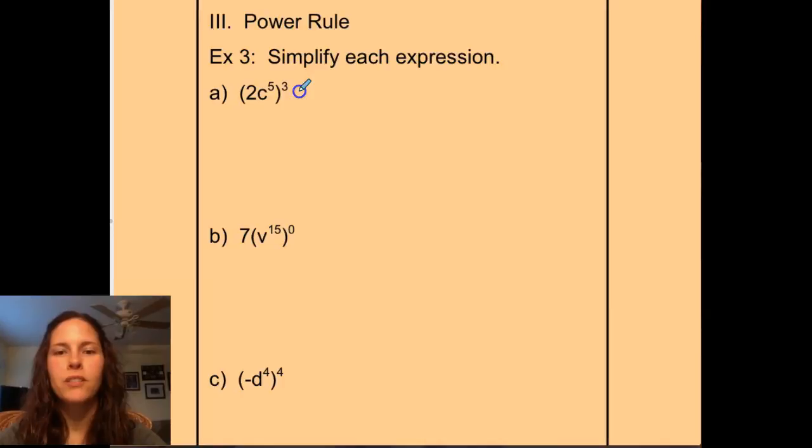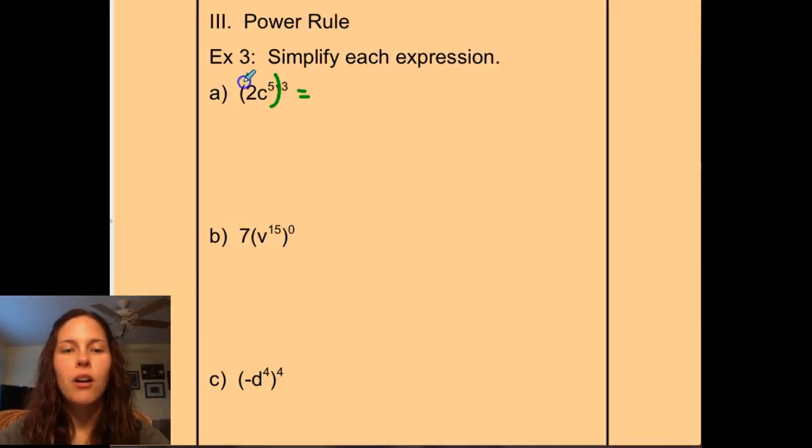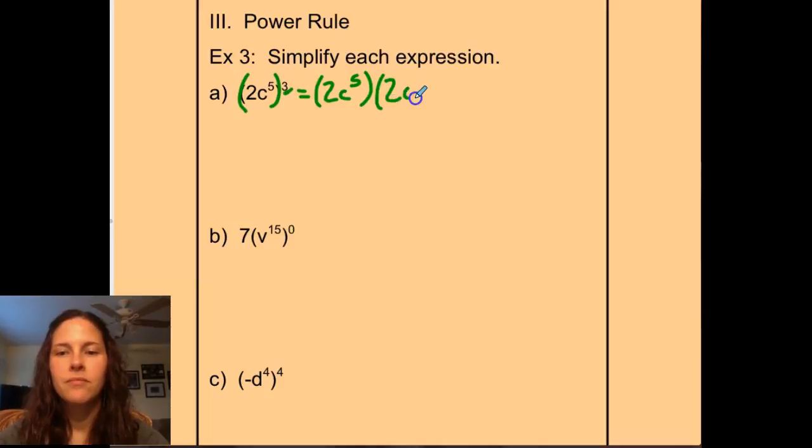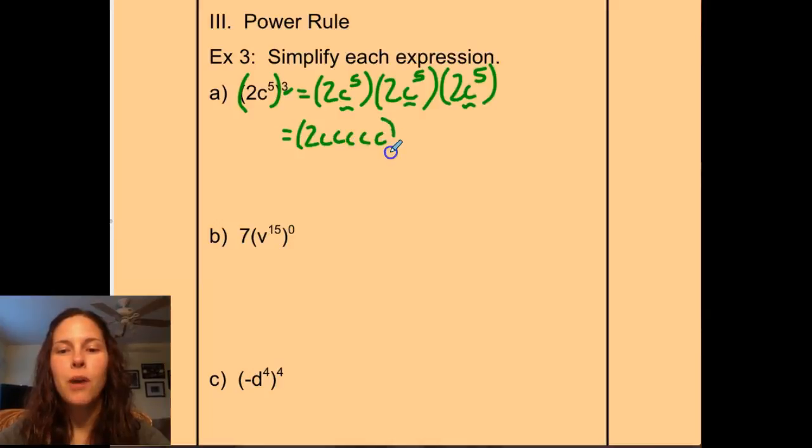Finally, our power rule. When we have a power raised to another power, what we're going to do is first think about all of this being multiplied by itself 3 times. So I'm going to write that out 3 times. And then I'm going to think about my c's being multiplied together 5 times each. Notice the 2 is not being raised to a power, so I will not multiply the 2 5 times, just the c.